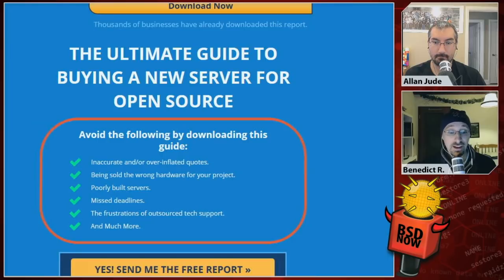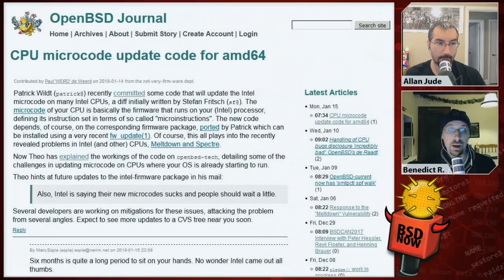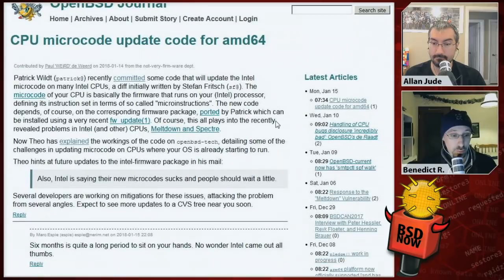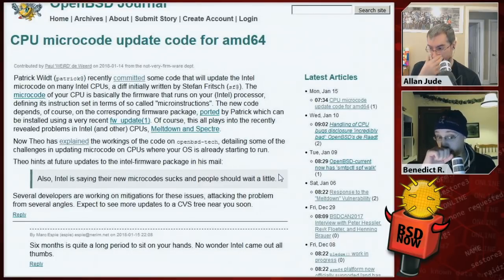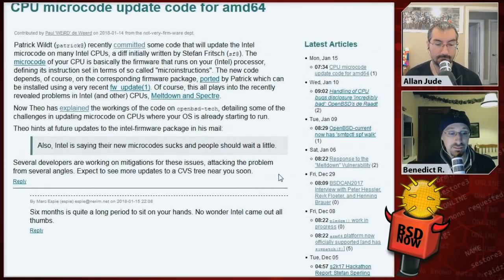All right. Our next story is CPU microcode update code for AMD64. This is over at the OpenBSD journal, undeadly.org. It's a small piece, but still valuable to read, because it's OpenBSD's reaction to the recent Intel vulnerabilities. Patrick, at openbsd.org, recently committed some code that will update the Intel microcode on many Intel CPUs, a diff initially written by Stefan Fritsch, sf at OpenBSD.